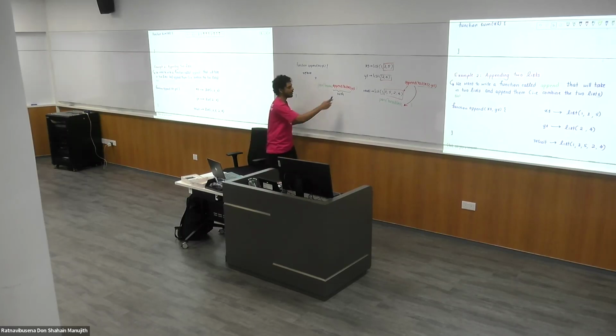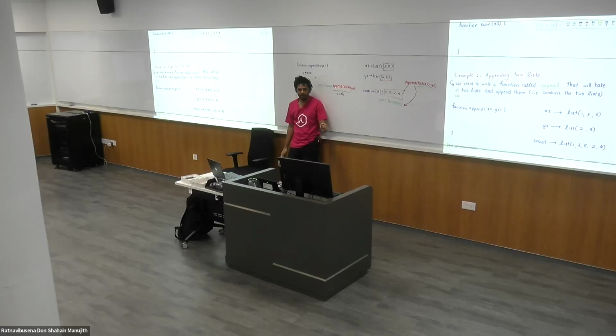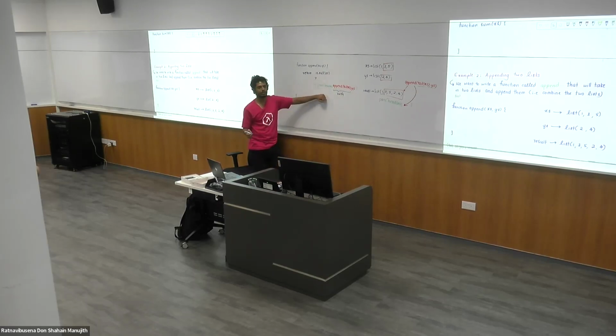Yes, because you keep going to the tail of XS. At one point XS becomes empty. So when XS is empty, when you append an empty list to another list, what do you get? You only get the other list. You don't get the empty list. Is that okay to everyone? So if XS is null, then what should you get? YS.